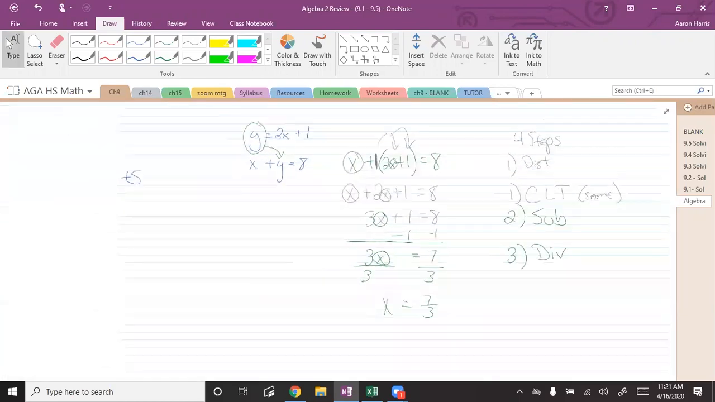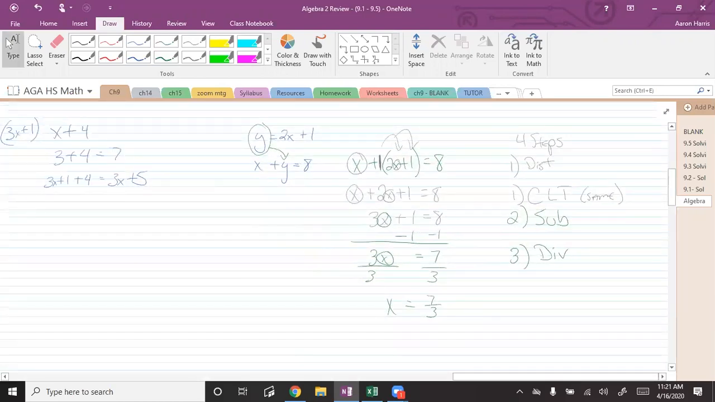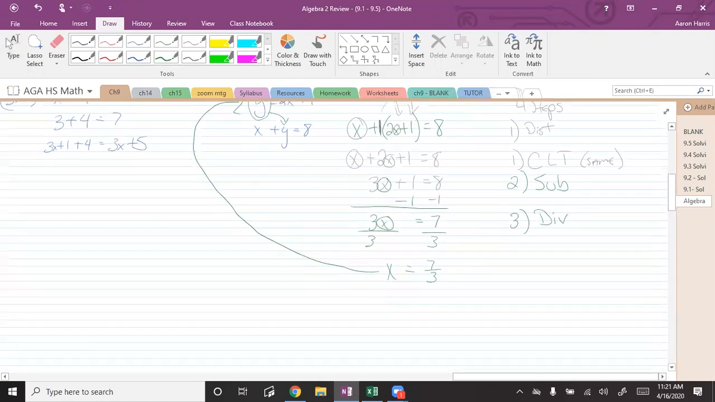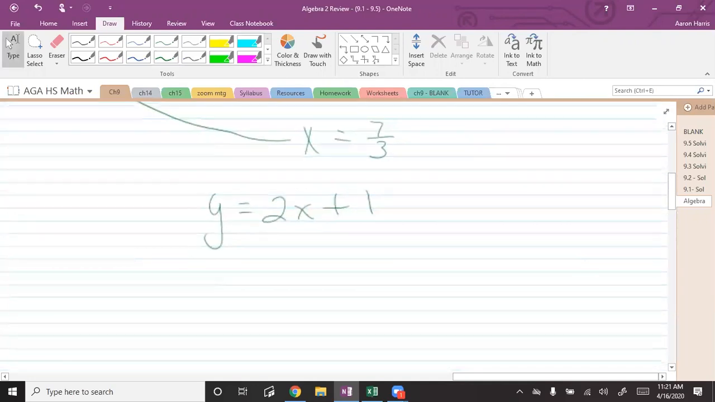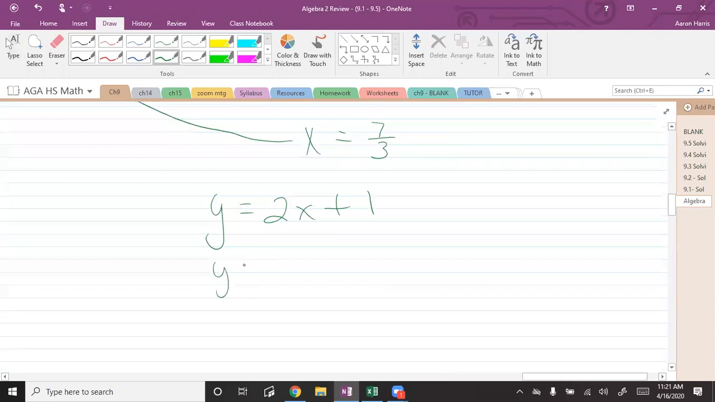Okay? Now, what can I do with that? You plug it into the y. Yes, not the y, but that equation, correct? So here we go. I got y equals 2x plus 1. So what do I do? You put that x equals 7/3 like that. So now I'm solving for y. So I still do 4 steps.